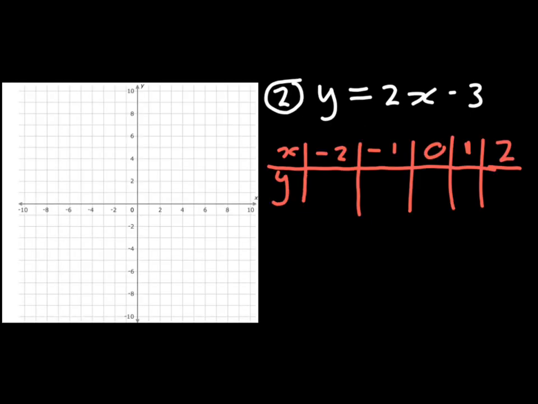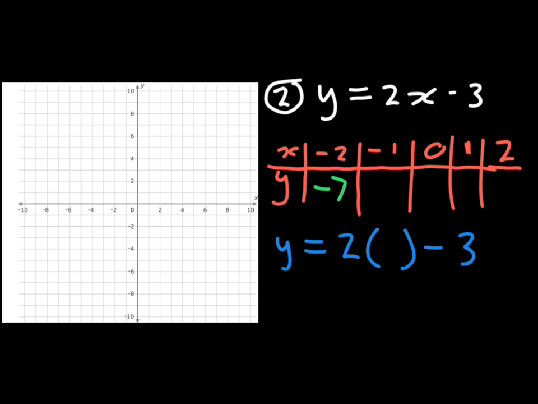For question 2, we are asked to plot the function y equals 2x minus 3. So, step 1 would be to create our table. Once we have our table, we will now need to substitute in our values for x into our equation to find our values for y. So, our first value for x is -2. So, we say 2 times -2 gives us -4, minus 3, that gives us -7 as our value for y.